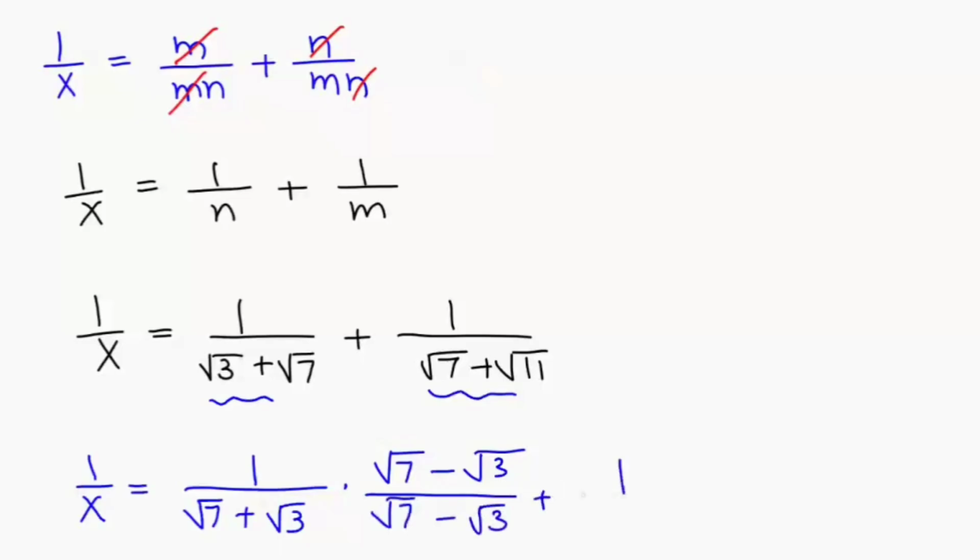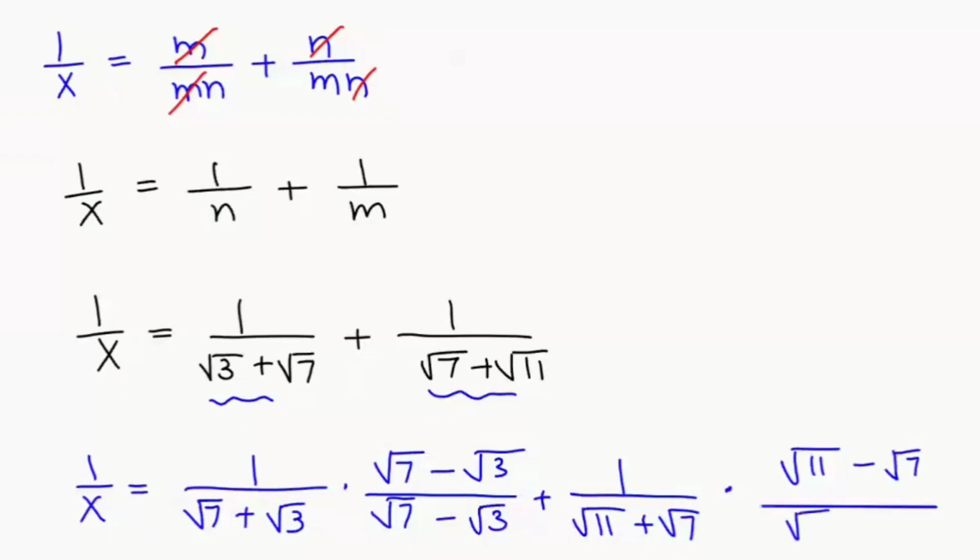Plus 1 over this. Again I'm going to rearrange, root of 11, I'm going to write the first bigger one, and then I'm going to rationalize: root of 11 minus root of 7 over root of 11 minus root of 7. Now here I am going to apply the algebraic identity, that is (a plus b)(a minus b) can be written as a square minus b square.